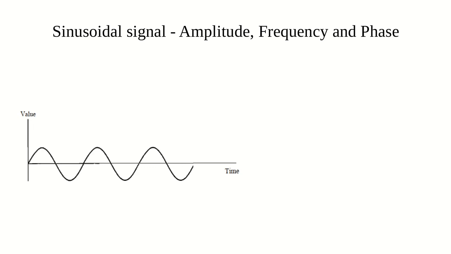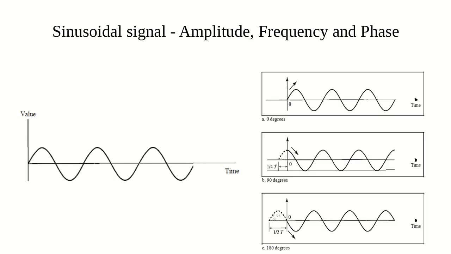So in a sine wave, we can see some attributes like amplitude, frequency, and phase. The maximum displacement of a wave from its mean position is its amplitude. Frequency is the rate of change with time, and period is the inverse of the frequency. So high frequency means changes occur in a short time. Low frequency means changes occur in a long time. So we'll see what is phase. It is the position of the waveform relative to time 0.